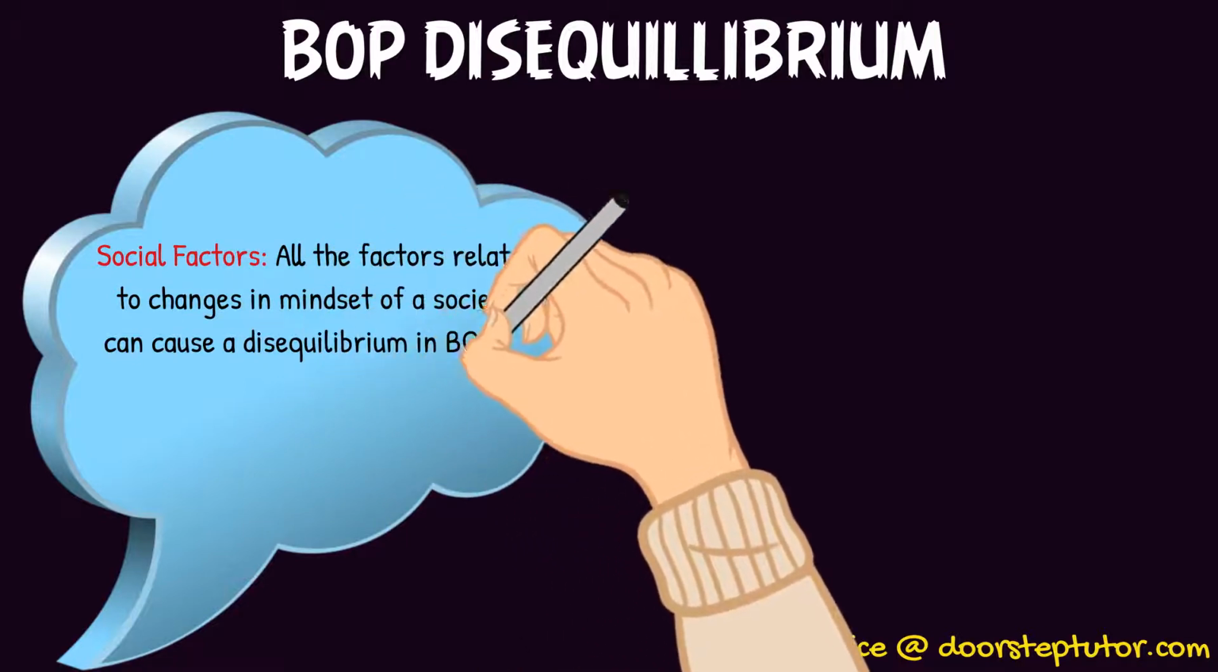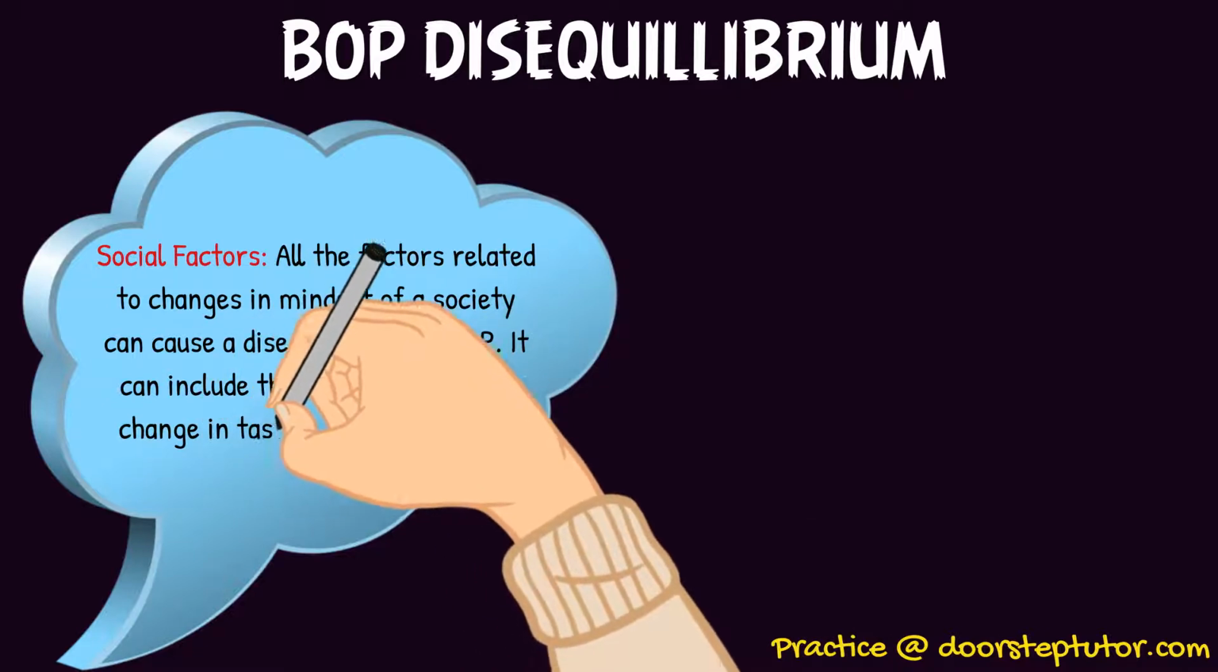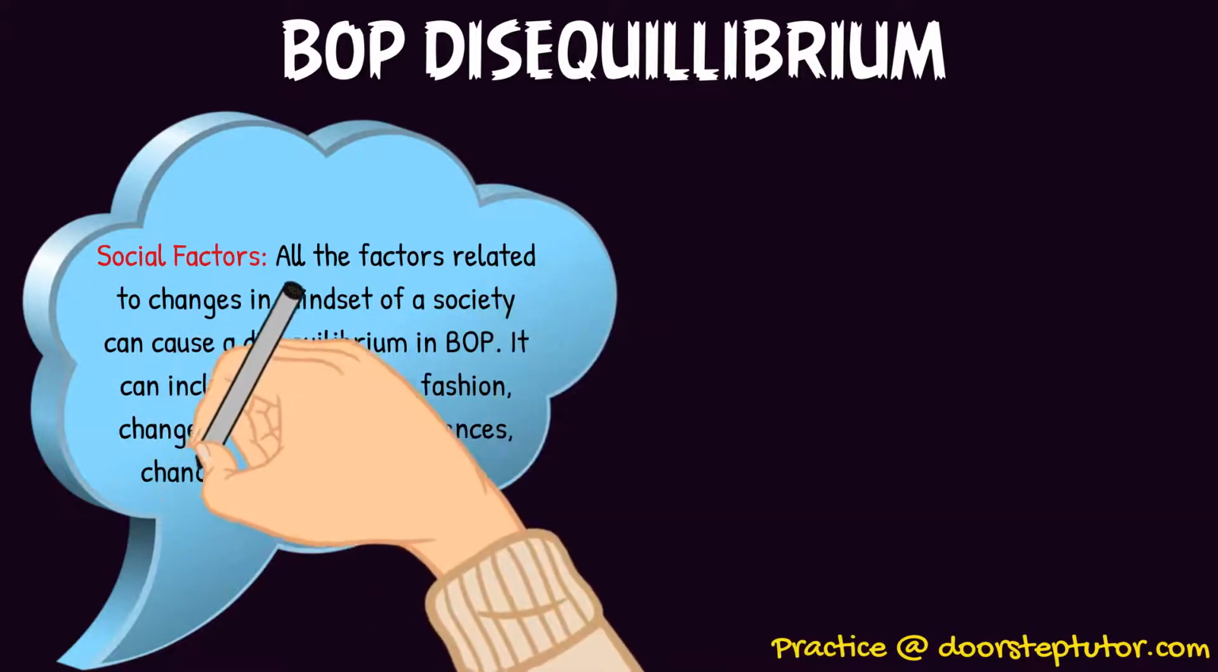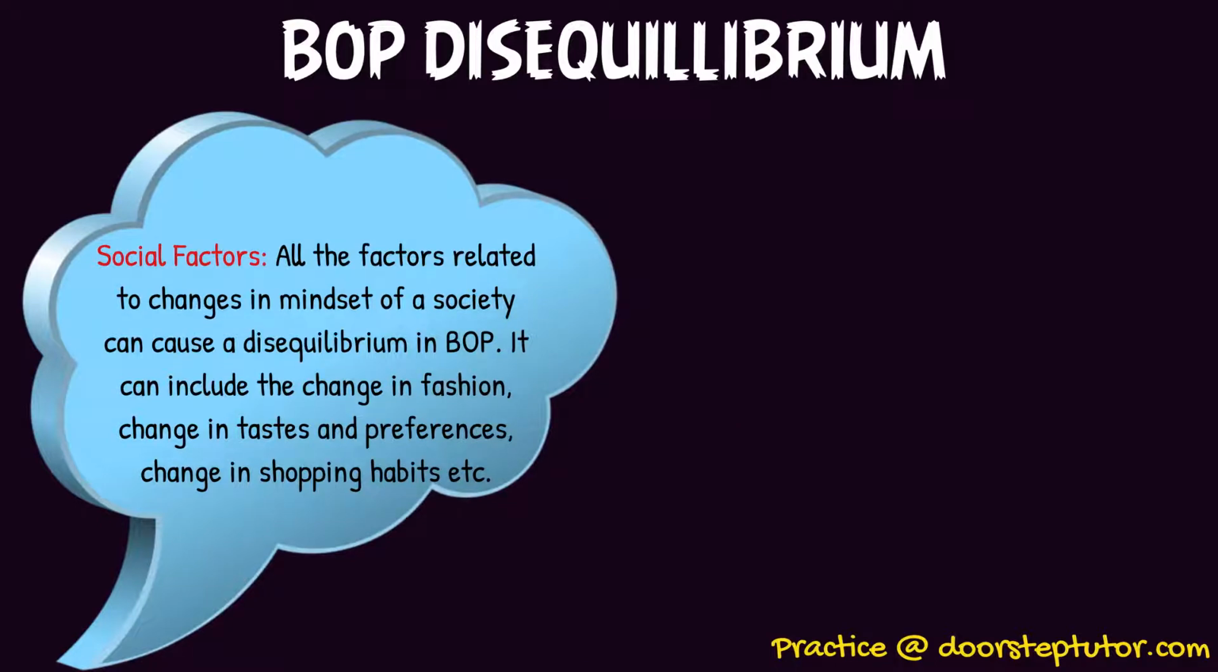See, when we are trading with other countries, various ideas, various things are exchanged, okay, and it can include the change in fashion, change in taste and preferences, change in shopping habits. Let's say for example, earlier people used to go to the normal market to buy goods and services, but now people are preferring malls over those markets.